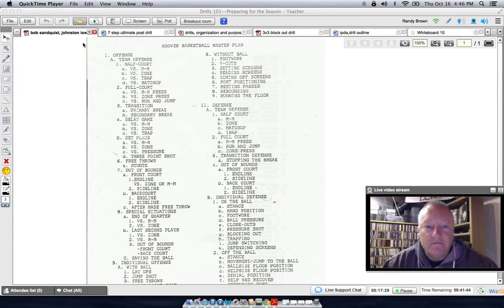As you can see, the first topic is offense. What are the components of offense? Well, there's team offense, there's full court, there's transition, there's delay game, there's set plays, there's free throws, there's out of bounds, and special situations. So under offense, he's got it broken down into 8 categories. Within each category, looking up top there, he has team defense. Under team defense, he has half court. Under half court, he has versus man-to-man, versus zone, versus trap, versus matchup.